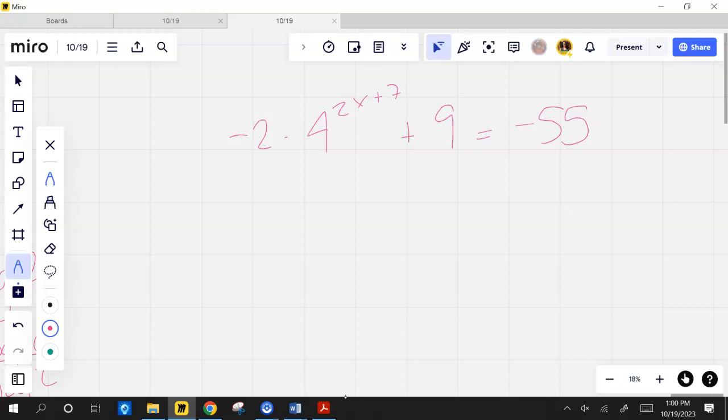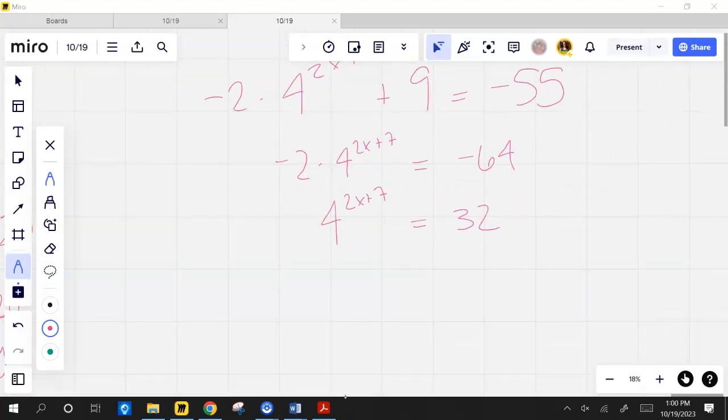It's an equation. Solve it for x. What do I do? Minus the 9. No, hold on. What? He's right. He's right.